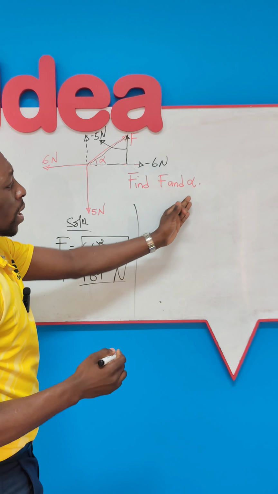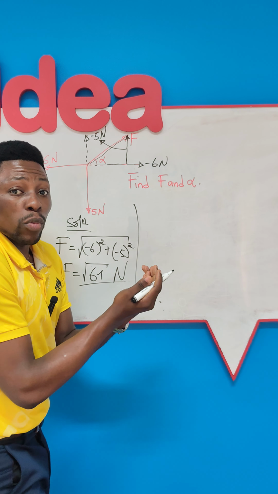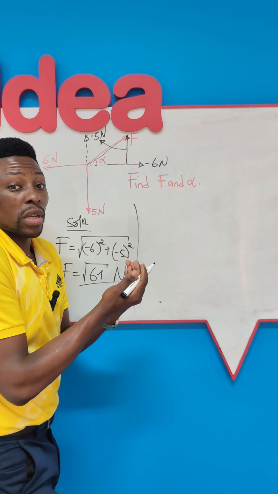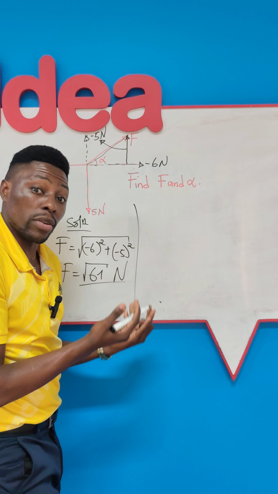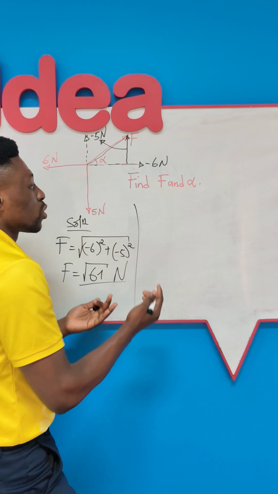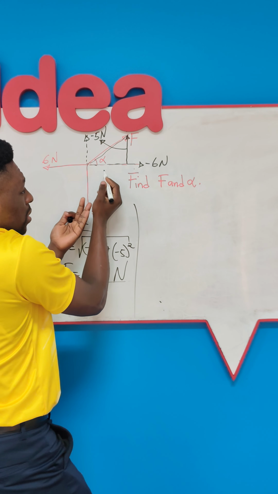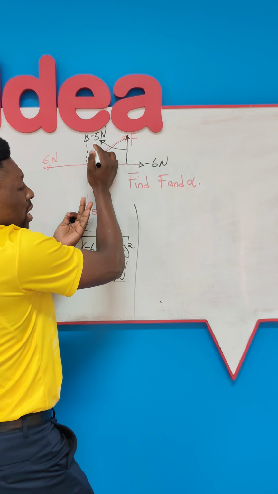Find alpha. Now I will always advise candidates, use the data which has been given by the question. Avoid using your own answers, because your answers could be erroneous. It might be a mistake. There might be a mistake somewhere. So if we use this, we can see that there is a certain 6 and 5. Why don't I say -6 or -5?